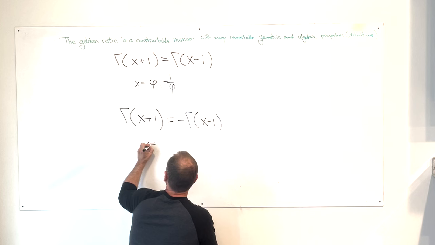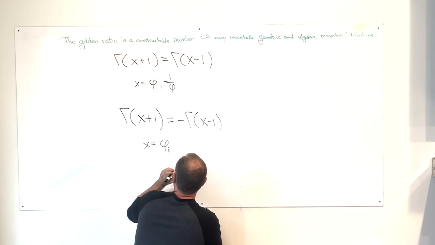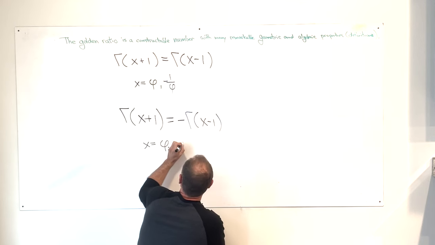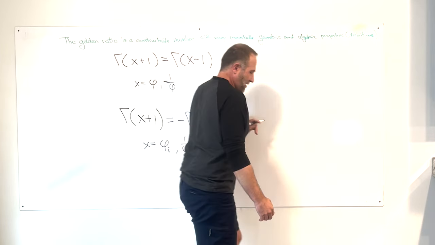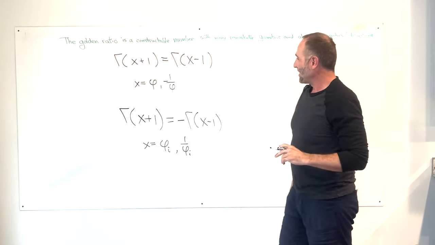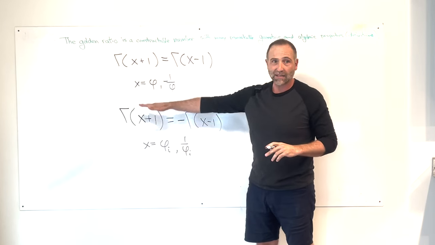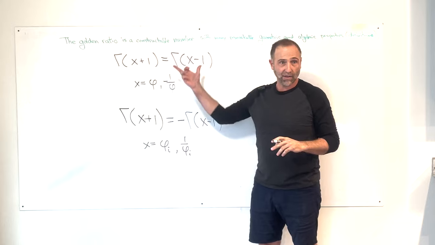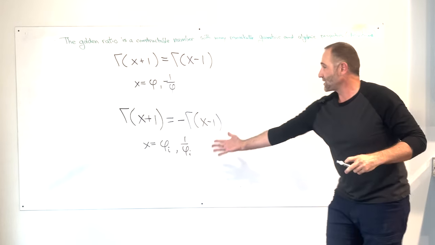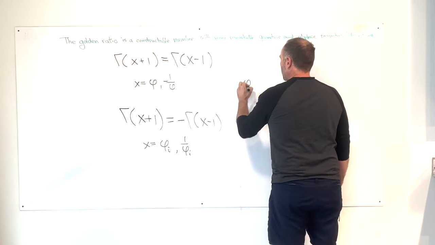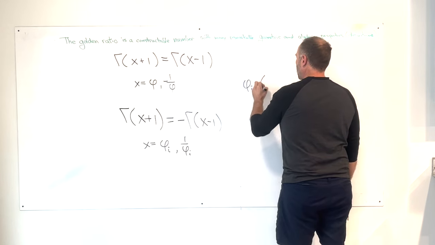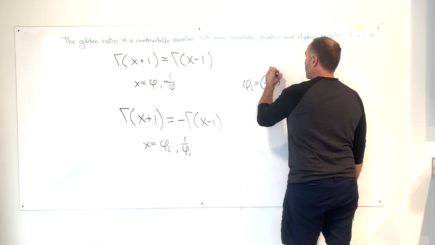X equals the imaginary golden ratio and 1 over the imaginary golden ratio. Huh. The imaginary golden ratio and the golden ratio are intrinsically connected via the gamma function. Okay. What is the imaginary golden ratio again? The imaginary golden ratio equals negative 1 to the 1/3.